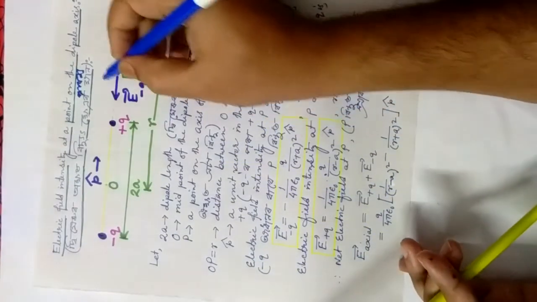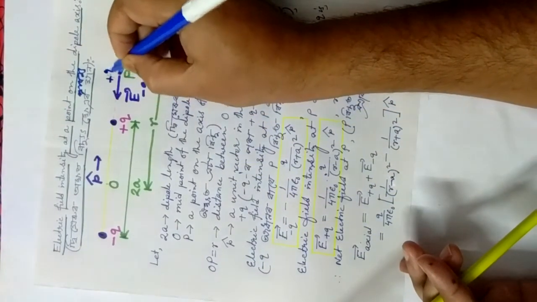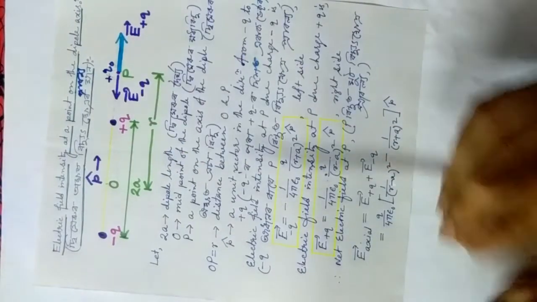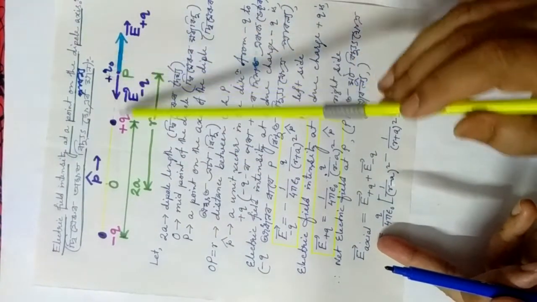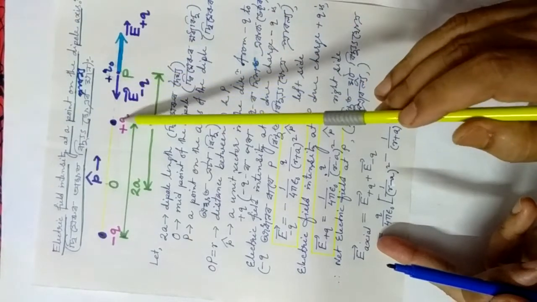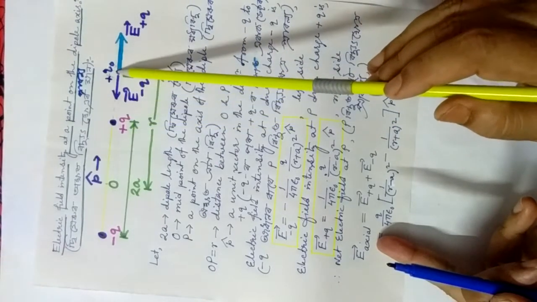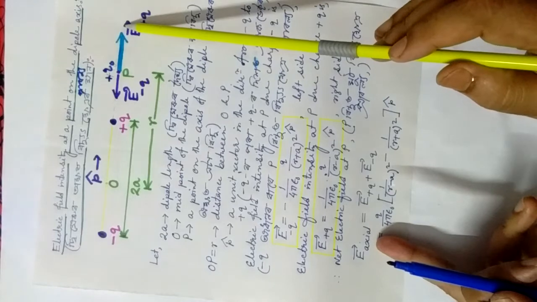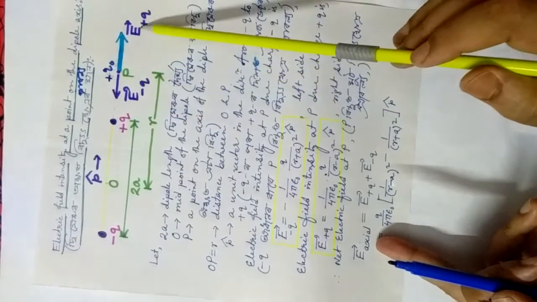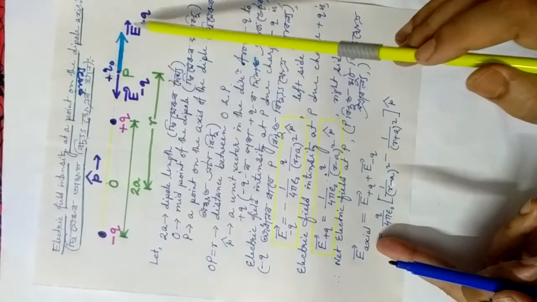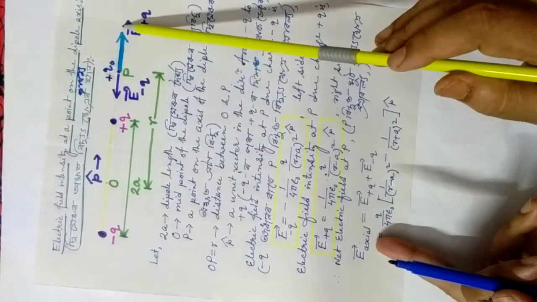For simplicity I have taken a test charge, and we know a test charge is always positive. Since this is positive, plus q will repel plus q naught in the outward direction, that means towards the right, and the force will be along this direction. Force per unit charge is called electric field intensity. That is why the electric field intensity will be towards the right.